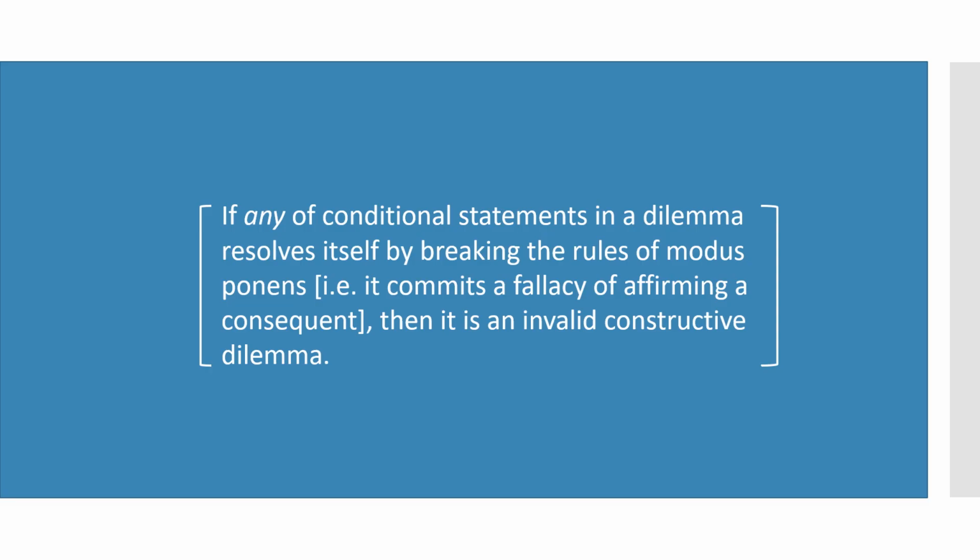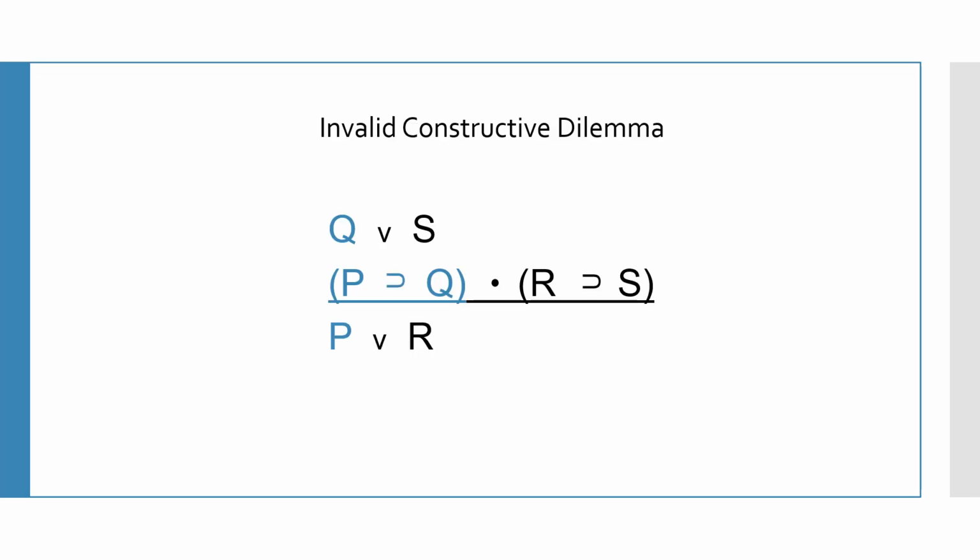Now, if any conditional statement in a dilemma resolves itself by breaking the rules of modus ponens, that is, it commits the fallacy of affirming the consequent, then it is an invalid constructive dilemma. Now notice it's still a constructive dilemma because it's using the rules of modus ponens, it just used them wrong. And that's how you can tell if it's a valid or invalid dilemma, is to just go test it by way of the rules of modus ponens or modus tollens. So what we get here is an invalid constructive dilemma, and you can see why from this side, and both sides would actually resolve themselves into invalid forms. But you can see why based simply on the rules of modus ponens.